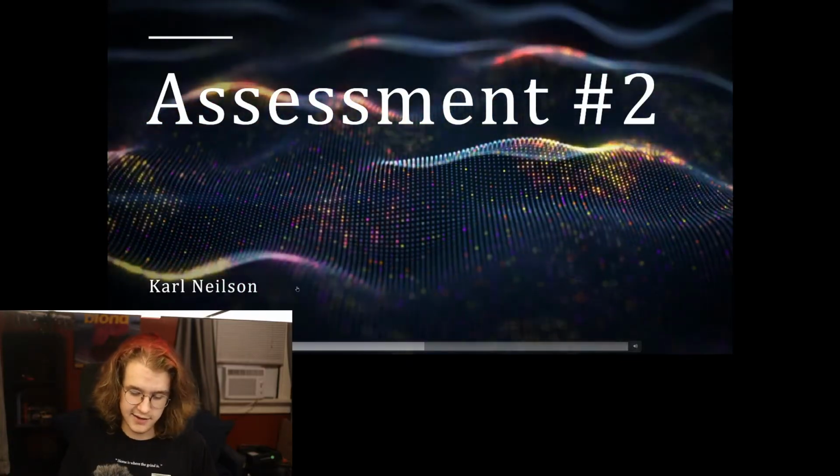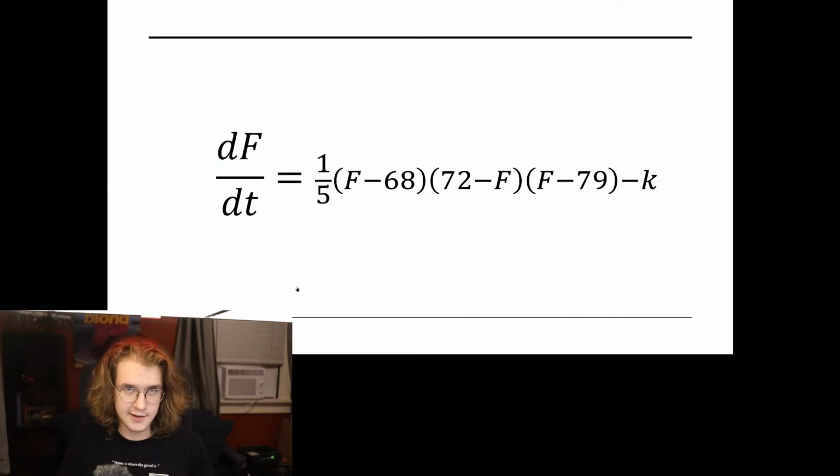So let's get right into it. This is the model of differential equation that we were given for this assessment, created by our climate scientist, Natalie. So our F is our temperature, T is time, and then our K is some constant value that we can change to get different properties out of this.